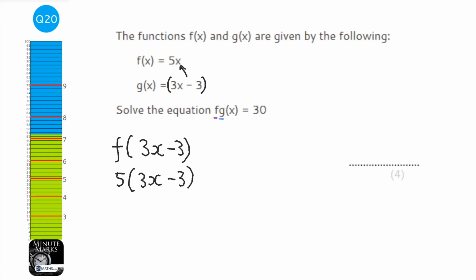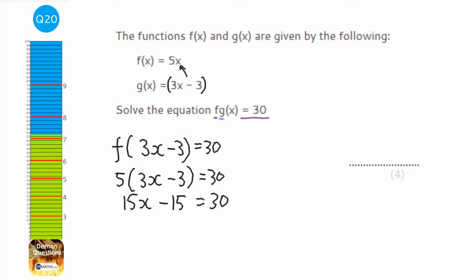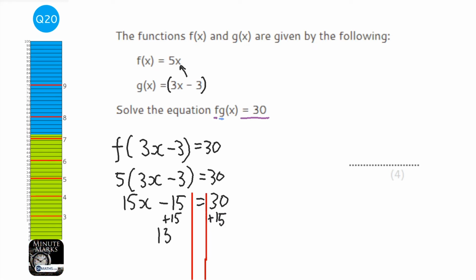So 5 times 3x is 15x, 5 times 3 is 15. Now it says it equals 30, so we're going to get equal to 30. In fact, I should really put all of these equal to 30. And then we're going to put our lines in and solve it. Oh, line went a bit short there. Okay, so we're going to add 15 to both sides. So that gives me 15x equals 45, and then divide both sides by 15. So we have x equals 3. So the answer to this is x equals 3.